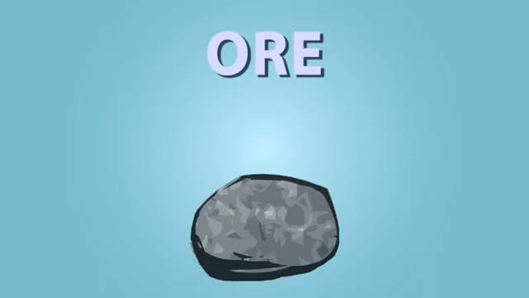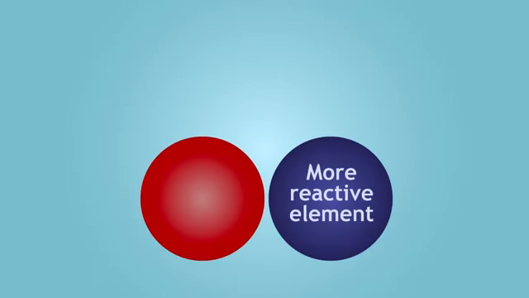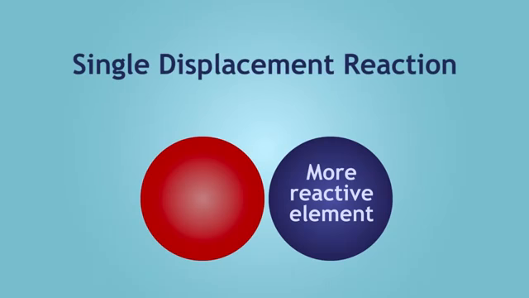In summary, an ore is a rock that contains a high percentage of a certain type of mineral, which can exist as an oxide, sulfide, or carbonate compound. The mineral can be extracted by a single displacement reaction.